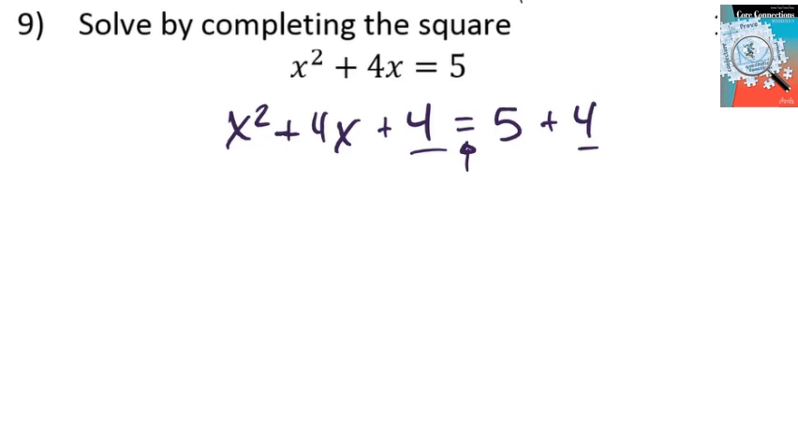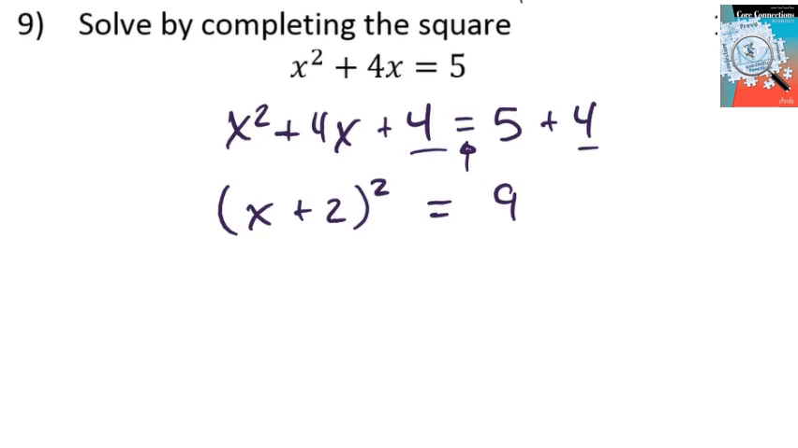Over on the left-hand side now, I have a perfect square trinomial, and this factors as (x + 2) squared. If you doubt me, I encourage you to multiply (x + 2) times (x + 2), and you'll see that it is indeed x squared + 4x + 4. And over on the other side, we have the number 9.